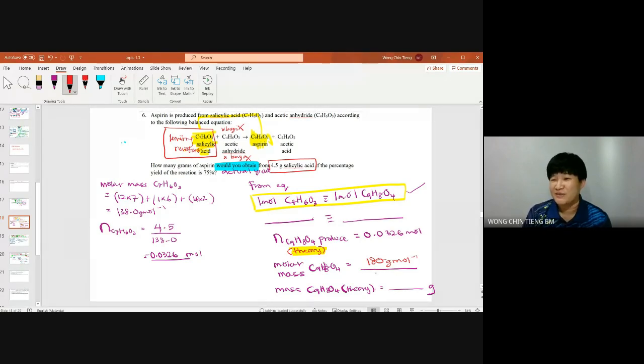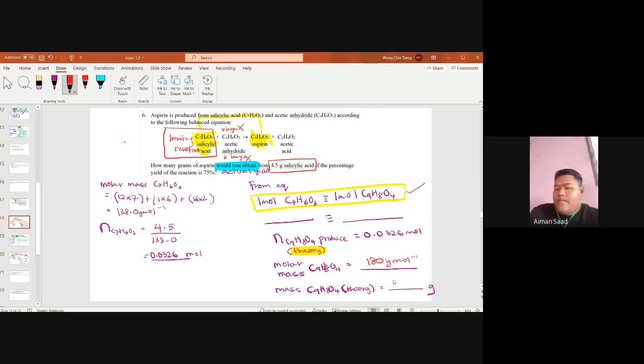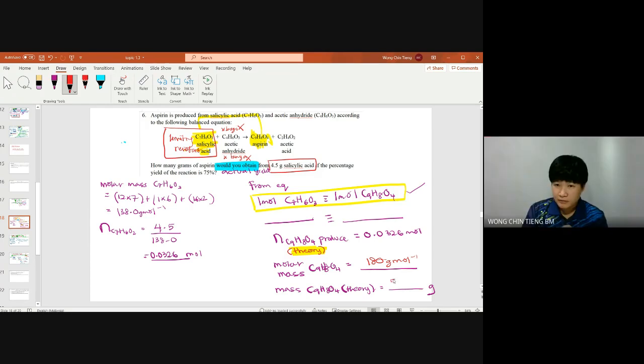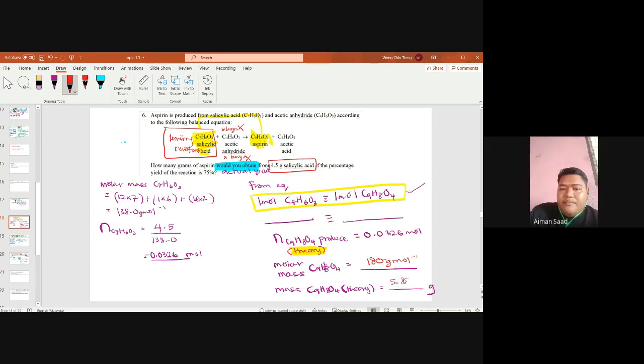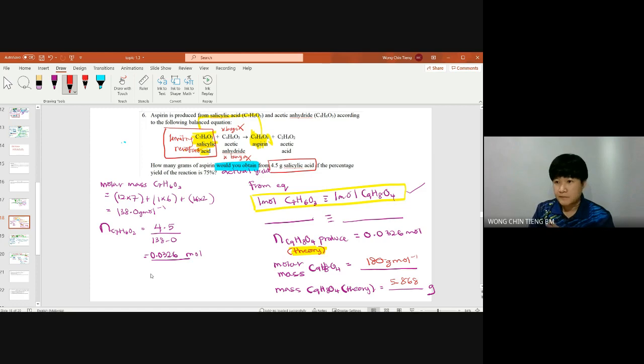180 tu dapat tangkap. So 180, therefore kamu akan dapat mass, Aiman Saad, mass of your aspirin. 5.868 gram. Okay. 3 titik perpuluhan je kah? Yeah. Okay, tak apa. And the next question asking for the actual yield, therefore formula percentage yield jangan tinggal. Whenever you have formula, as always, that formula will give you 1 mark. Jangan skip, Aiman, jangan skip formula saya, Aiman.